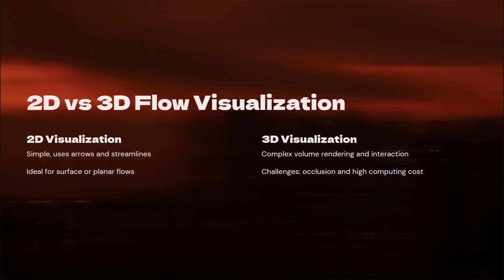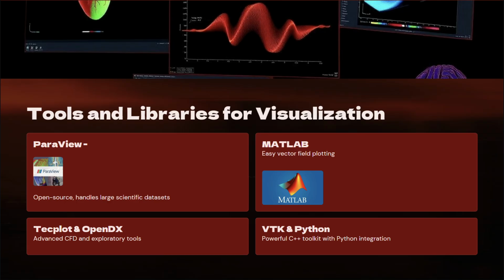So now that we have learned about these visualizations, let's learn about some tools we can use to plot or visualize it. These tools include ParaView, which is open source and great for large data sets. We have Tecplot and OpenDX, which are CFD focused tools. We have MATLAB, which is good for quick vector field plotting, and then we have VTK with Python for developers building customized pipelines. These tools are used in industries ranging from aerospace to environmental science.